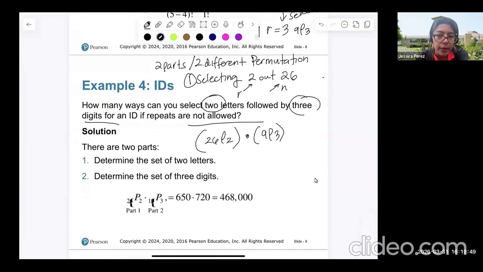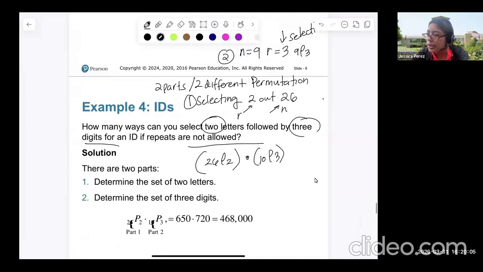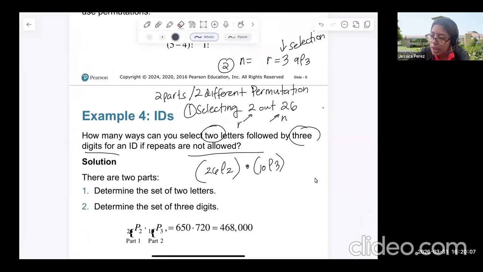When we identify how many digits we have, 0, 1, 2, it's actually 10, so 10P3. There's a typo. N is 10 digits, because it's 0, 1, 2, 3, 4, 5, 6, 7, 8, 9. So n is 10 and 3 is my selection. So I'm going to use my calculator: 26P2 times 10P3, because there are 10 digits that you're selecting.